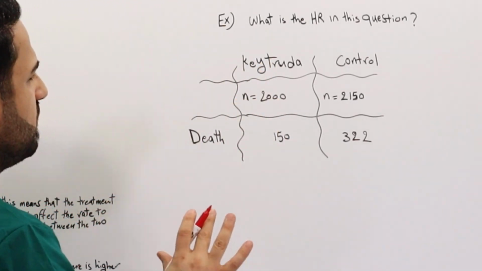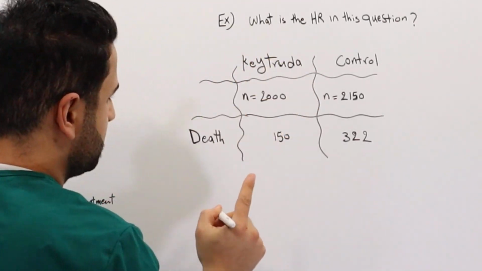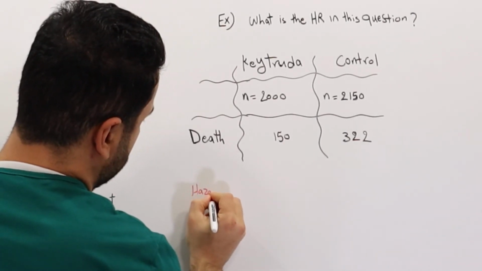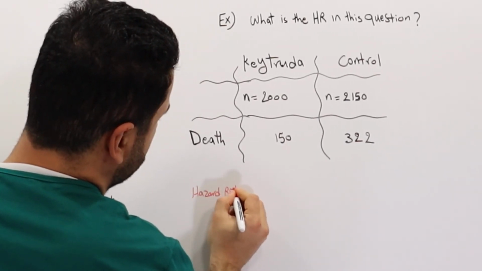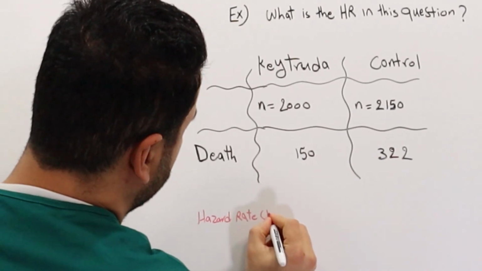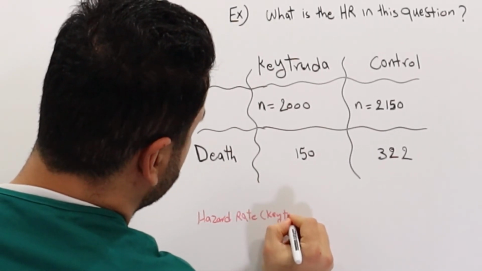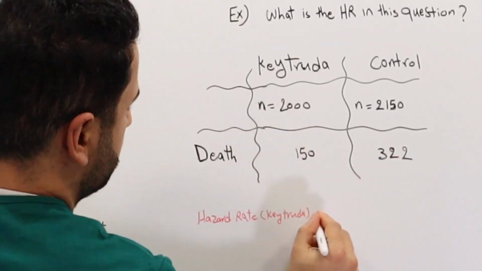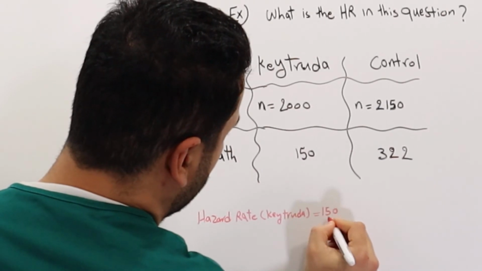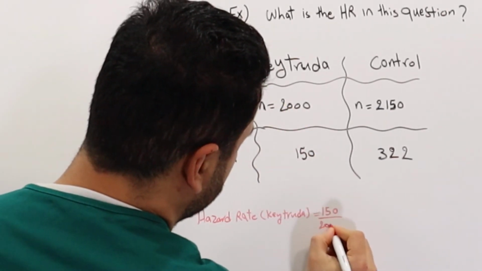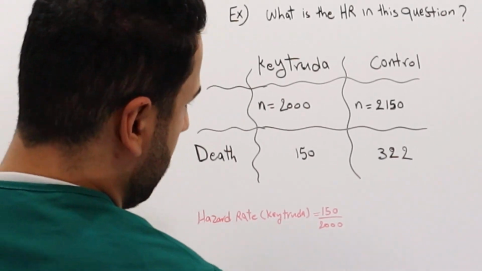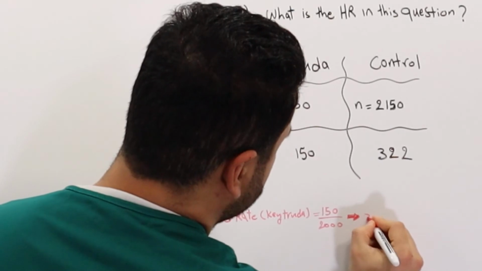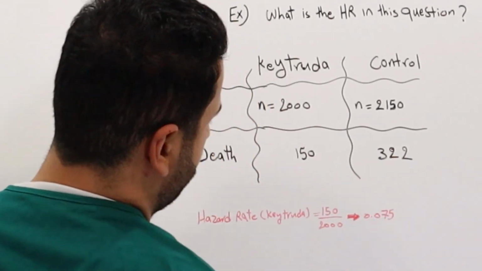So what we need to do to calculate the hazard ratio is first of all calculate the hazard rate in each group. So this is in the Keytruda group, so I'm going to refer to this as Keytruda. It's going to be the number of people who died, which is 150, over 2,000. If you plug this into the calculator, you're going to end up with 0.075.